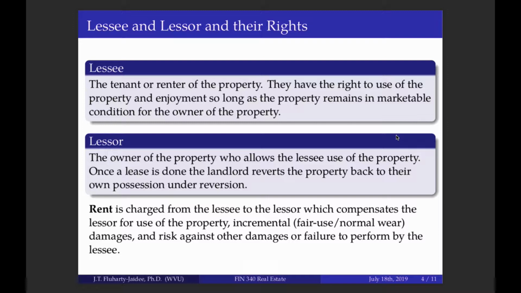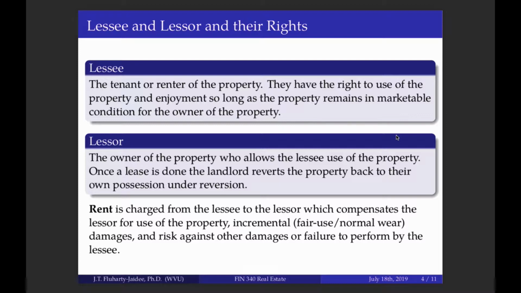Now, the lessor, as we've just been discussing, is the person who owns the property and allows the lessee to use that property. And the lessee is going to provide rent to this lessor, which is their consideration in the agreement. Once the lease is done, the landlord will take back possession of the property under the period known as a reversion. And the whole idea behind this agreement is that the landlord will convey rights of property possession to the lessee, and the lessee will provide rents to the lessor.